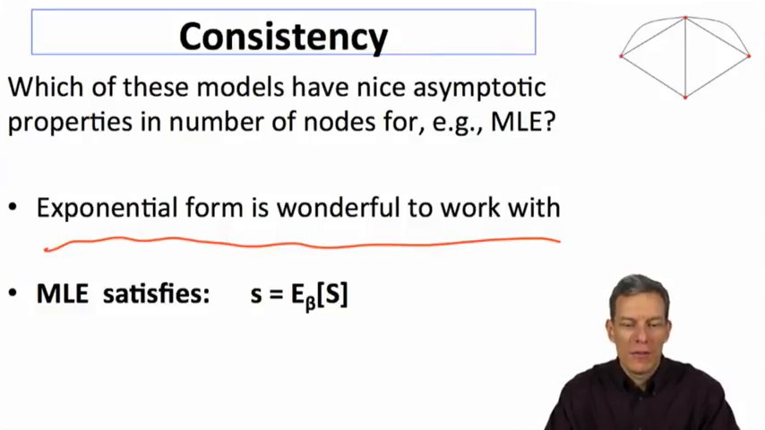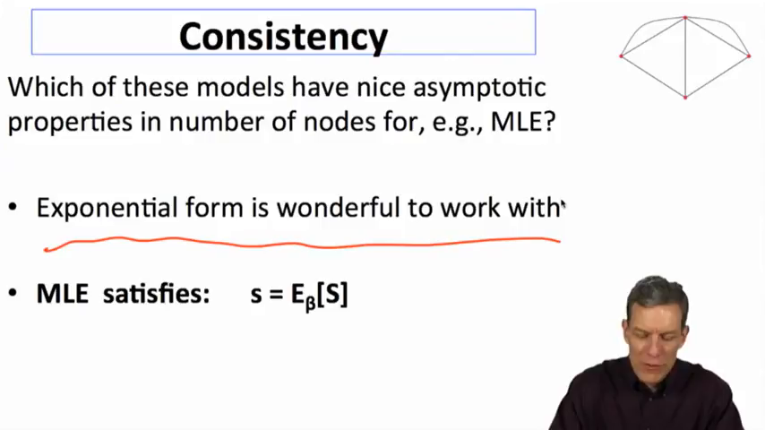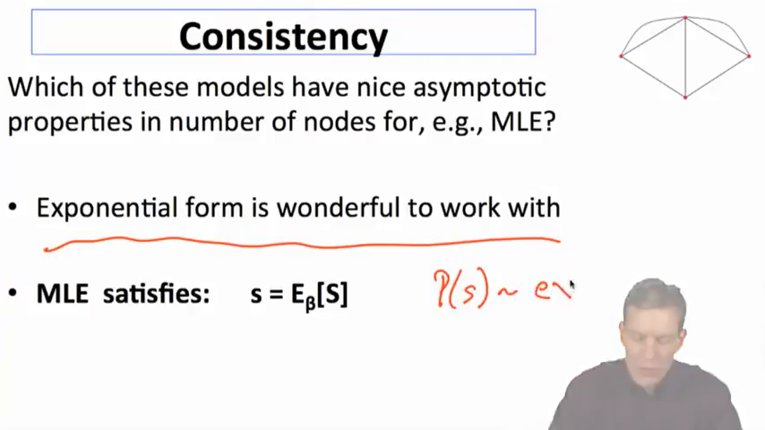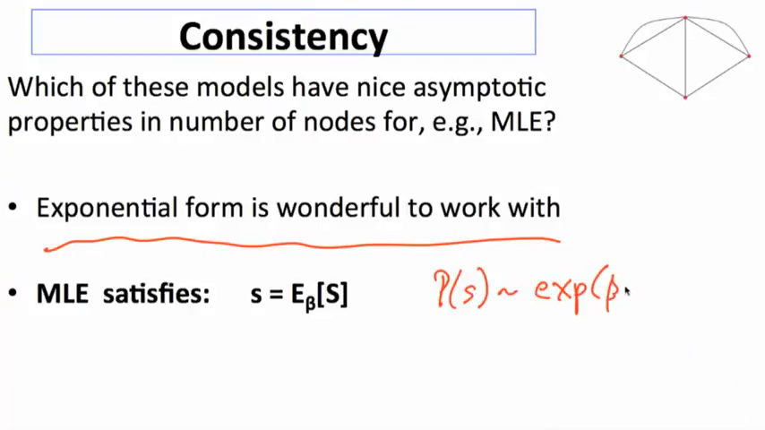Well, let's suppose that we've got a model which looks like: probability of S is proportional to exp of beta times S. And we want to say, what's the beta which maximizes the probability of seeing S? Well, the beta which maximizes that is actually given by this equation. You choose the beta for which the expected value of S is actually equal to the observed data.